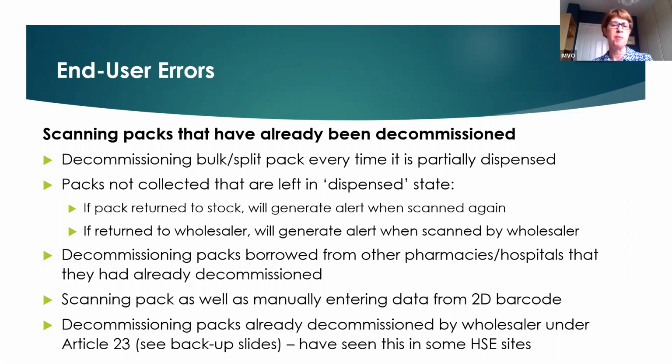The other one we've seen is where people borrow packs from other pharmacies and hospitals, and what happens is when they arrive into the receiving pharmacy or hospital, they've already been decommissioned. So when they scan them, an alert comes up to say that it's already been decommissioned in another location. The other one we've seen is people scanning packs as well as manually entering the data for the 2D barcode. So you're probably aware there is a provision where if the scan fails, you can actually enter the data into a web link and you can validate the pack that way. However, we've seen people using this when the scan fails as a backup, and the problem is the scan has generated an alert, and entering the data then in manually, that can also generate an alert.